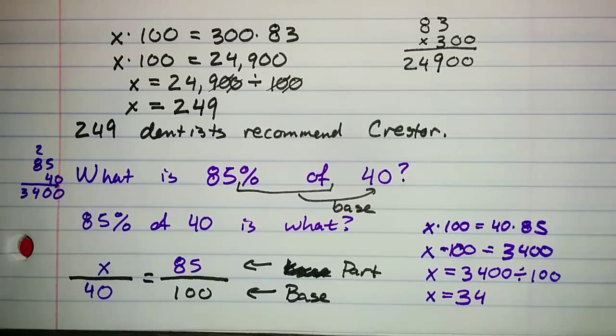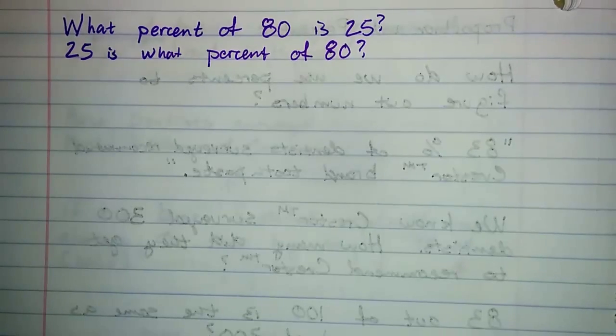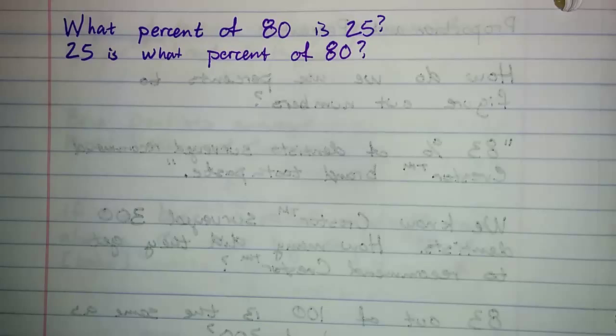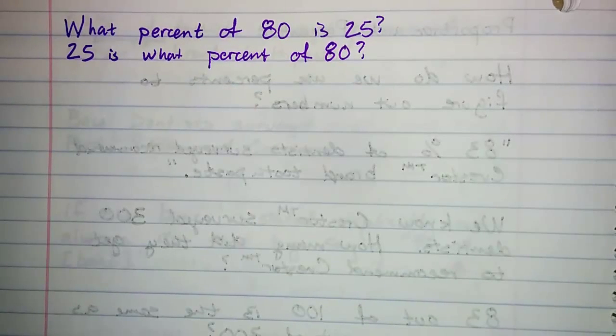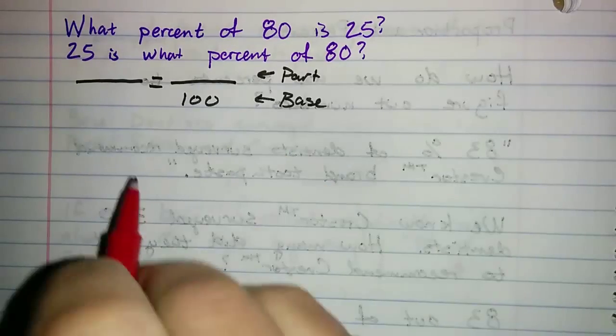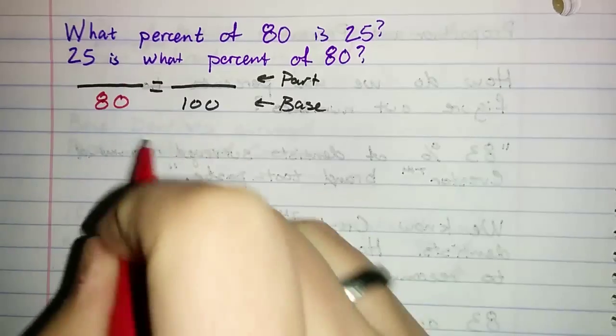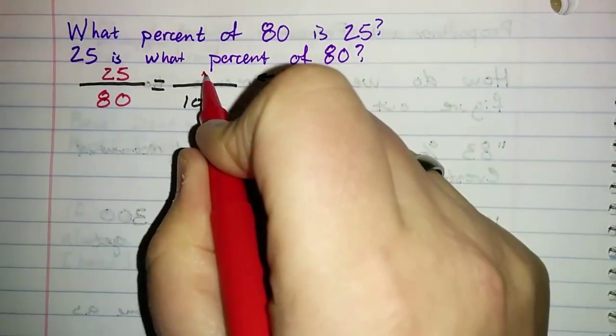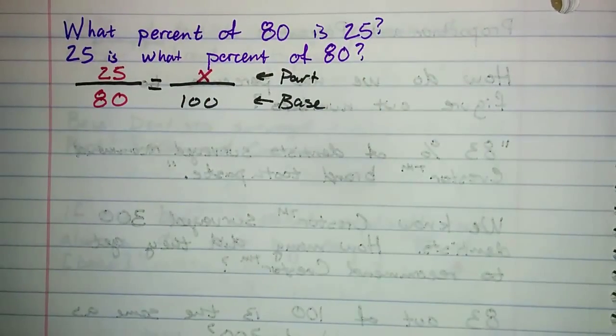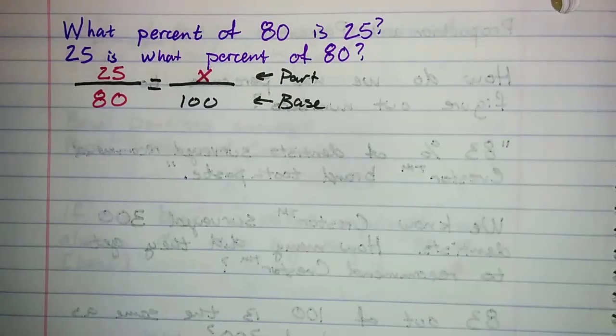All right, what if that's not what our unknown is? Suppose my question is, what percent of 80 is 25? Or, to phrase it another way, 25 is what percent of 80? What we're finding out here is the percent, and we're given the base and the part. So we know that the base is 80, and we know the part is 25. And we're asked what percent. So the percent is unknown. What do we do here? We cross multiply.